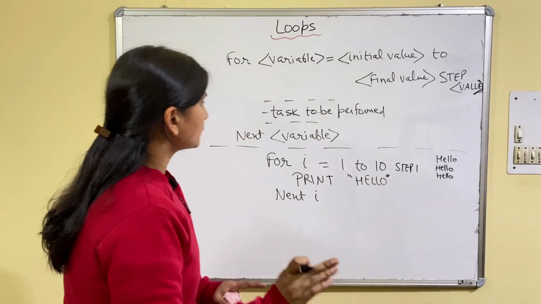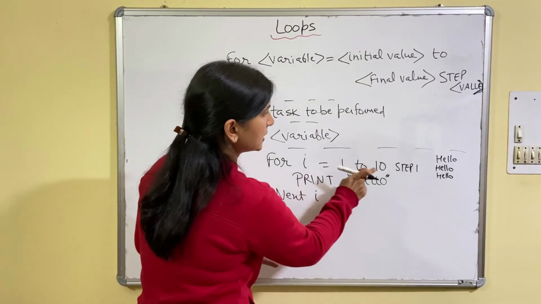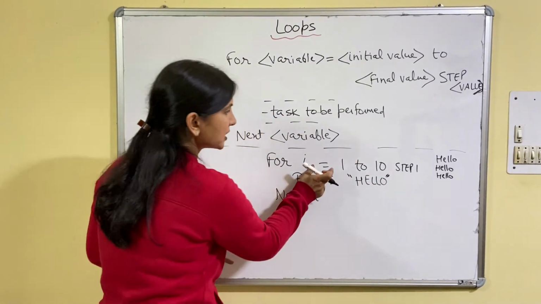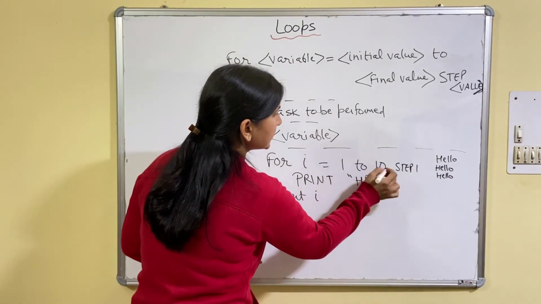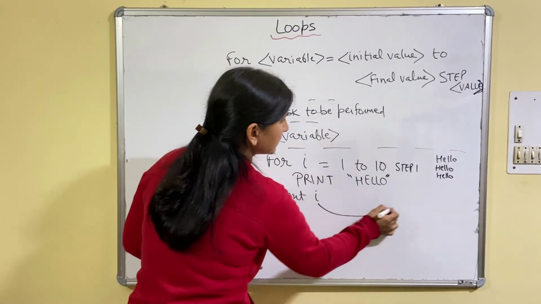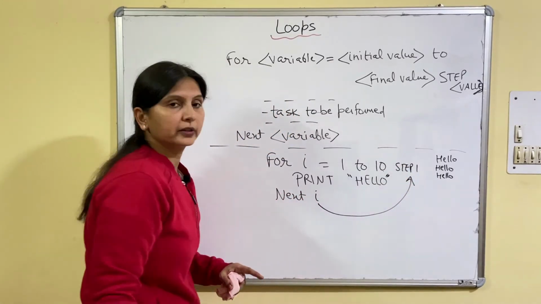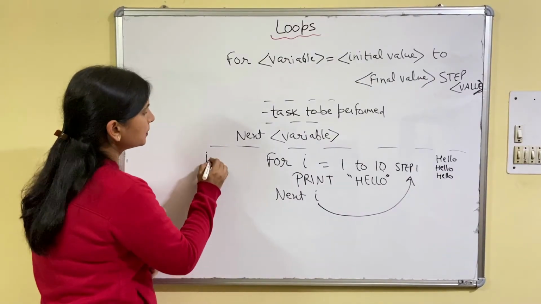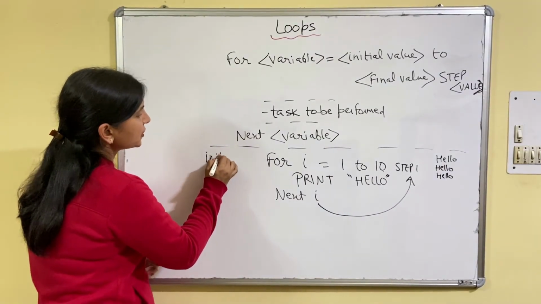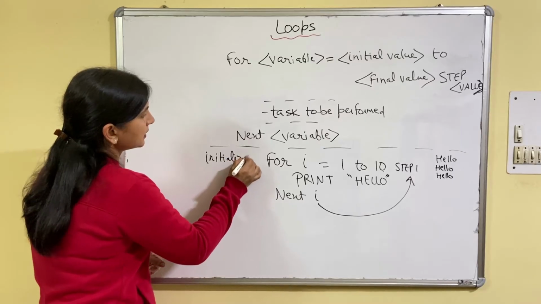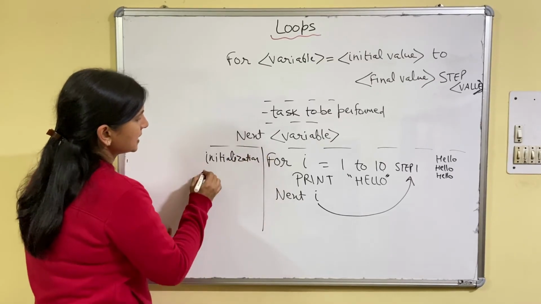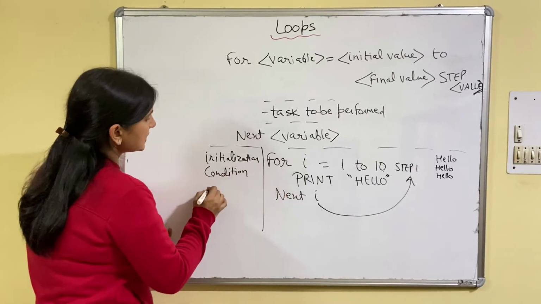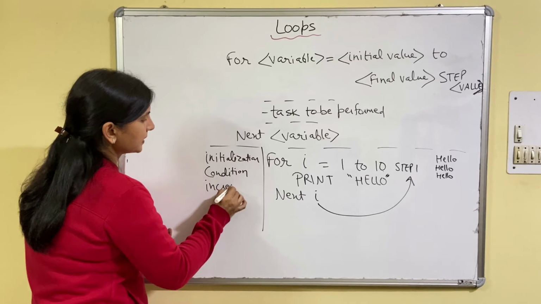So 3 things you have seen: initialization, condition and increment. Initially this is 1, then condition will be checked, then it will send back the control to step 1 for the next iteration. So 3 things you will see in every loop. What are these 3 things? Initialization, second is condition, and the third thing is increment or decrement.